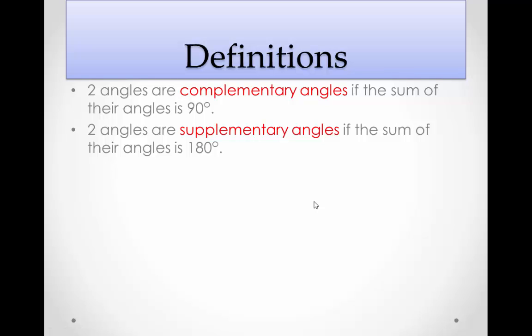If the sum of two angles equals 90, then they're complementary angles. And if the angles add up to be 180 instead, they are supplementary. Now sometimes the angles are back to back or next to each other. And when they are next to each other, they're called adjacent. So let me show you what that would look like.